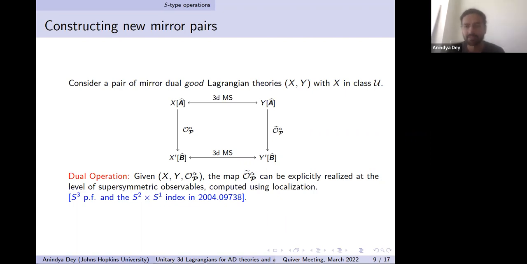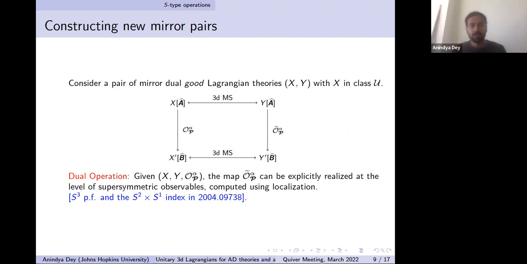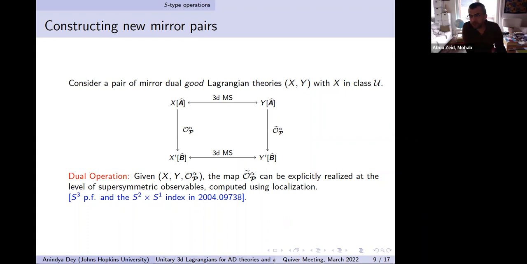Anindya? Yeah. Hi. Sorry. So for the non-expert, could you just, in a few words, explain in what sense X and Y are mirrored? In what sense X and Y are mirrored? So what does it mean for X and Y to be mirrored and for X prime and Y prime to be mirrored? What are the relations between the observables?